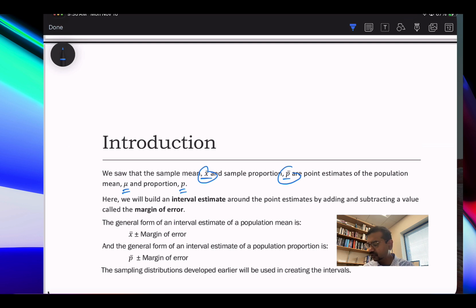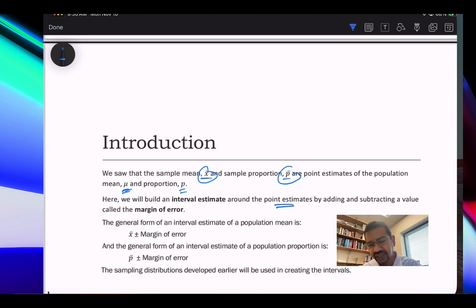So essentially, we look at our point estimates and we add and subtract a margin of error. And this can give us some confidence that the actual population parameter might be within that interval. Now, we might actually miss it altogether, but at least it's a good start, because right now we do not know what the population mu, or the population mean, is, and what the population proportion is.